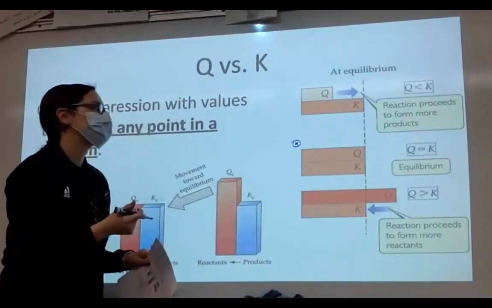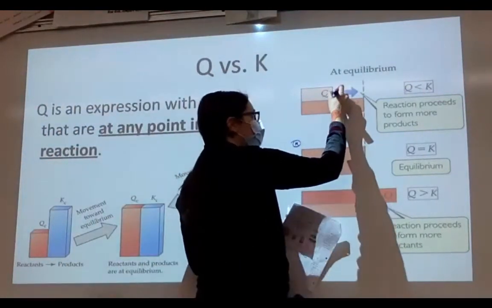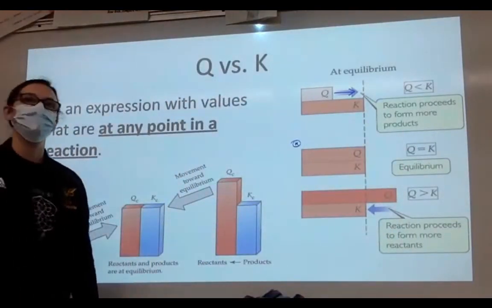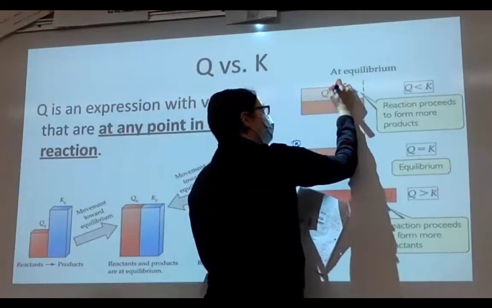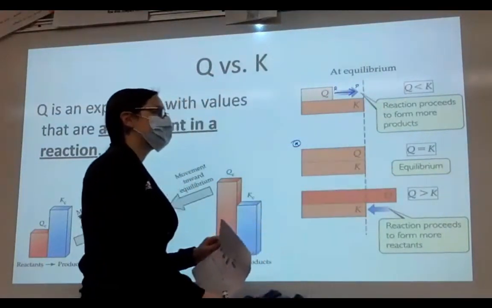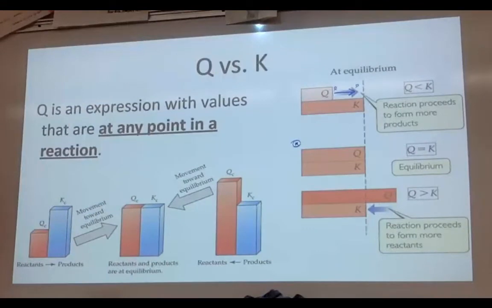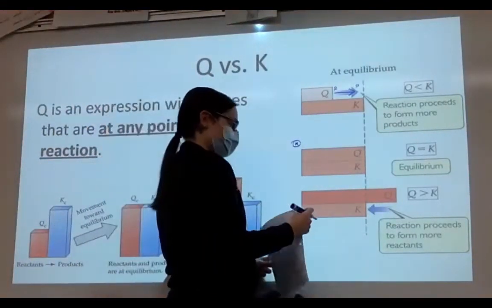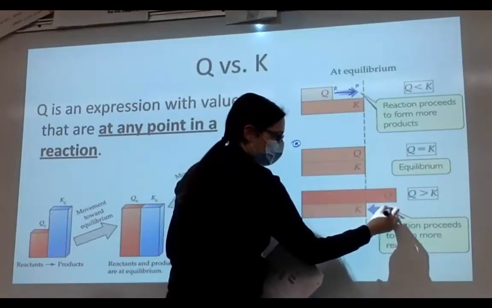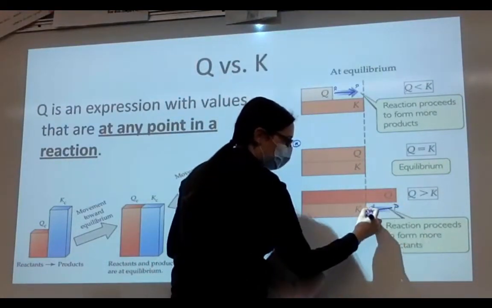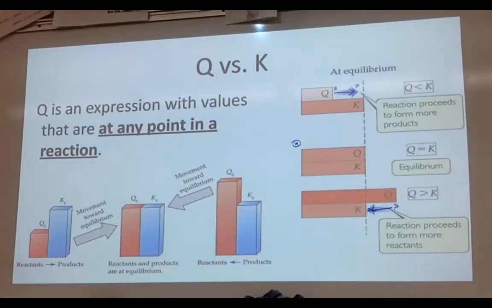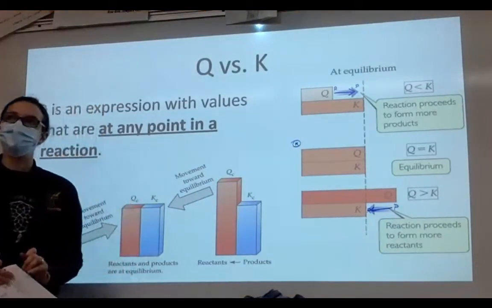K is a constant. If Q is less than K, this arrow is pointing in the direction that the reaction is going to proceed. It's going to go from reactants to products. It's going to form more products. That's going to make your numerator greater, and that's going to get Q equal to K. If Q is too great, then you're going to have products forming more reactants. You need to use up some of the products and create more reactants to get that fraction to equal.